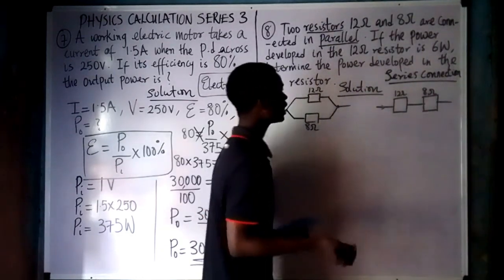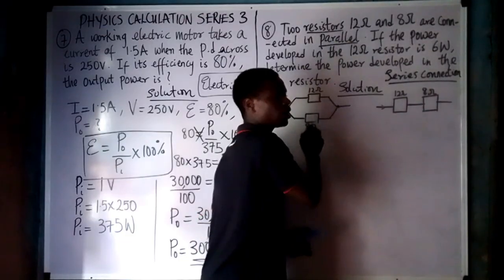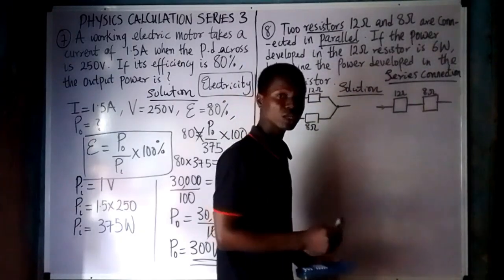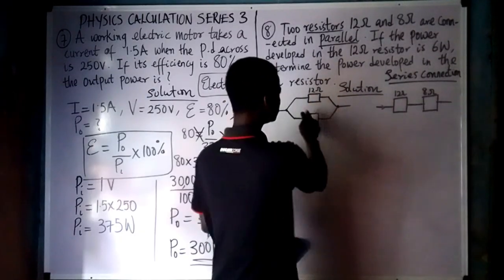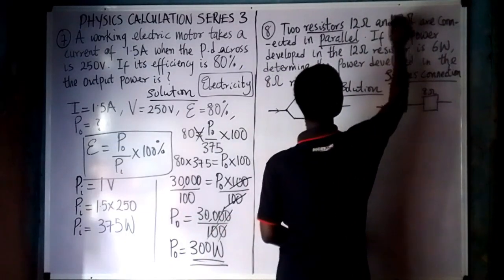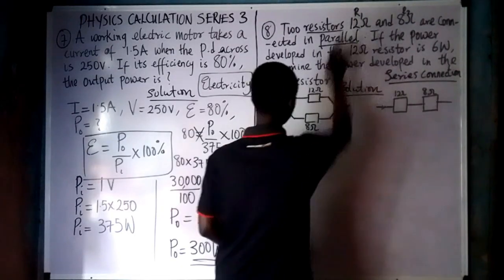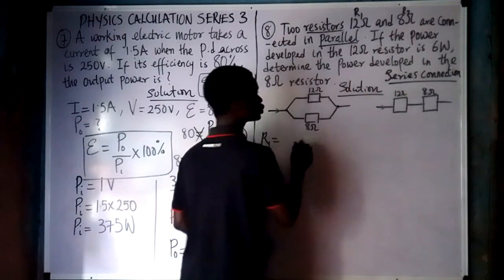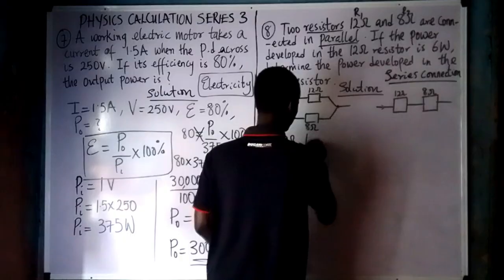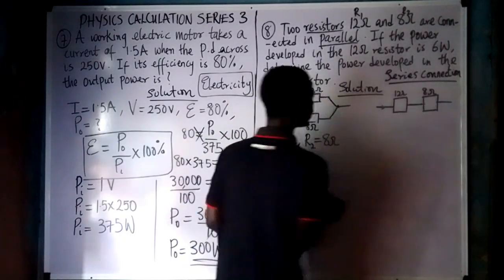We're told that two resistors, 12 ohm and 8 ohm, are connected, in this case, in parallel. So this is a pictorial diagram of how they were actually connected. This is what we are talking about, parallel connection. Now, we'll call this arrow 1, we'll call this arrow 2. So I will write R1 is equal to, what's the value there? 12 ohms. Then R2 is equal to, what's the value there? You have 8 ohms. So we are moving on with the question.